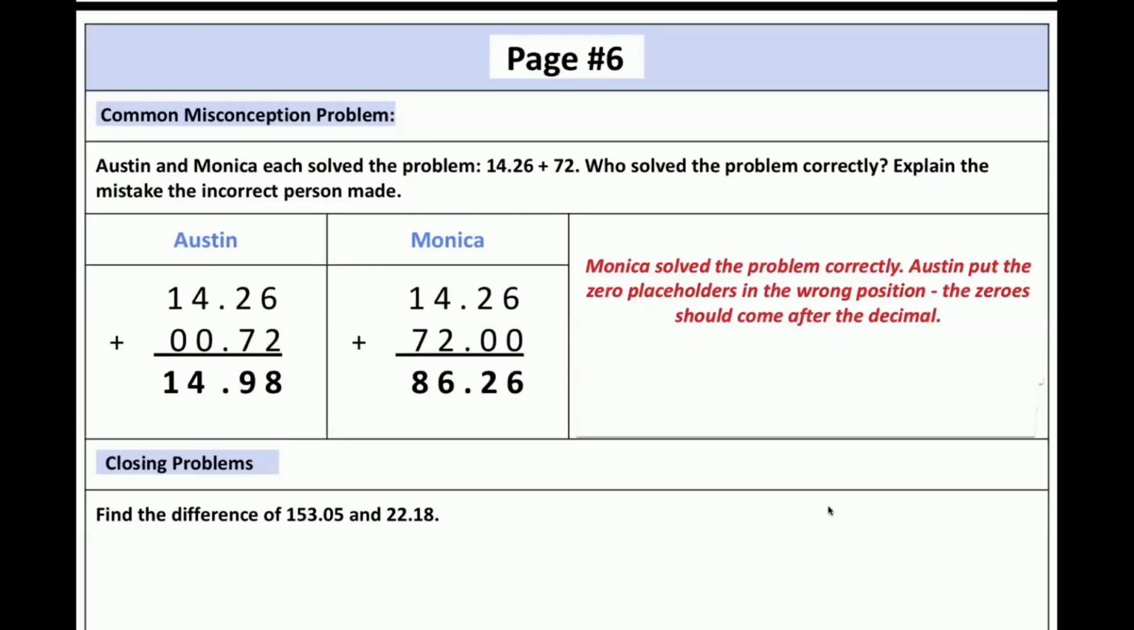Let's check our work for the common misconception problem. For this answer, you should have gotten that Monica solved the problem correctly. Austin put the 0 placeholders in the wrong position. The 0 should come after the decimal. If Austin used estimation to check his work, he would see that his answer was way off.